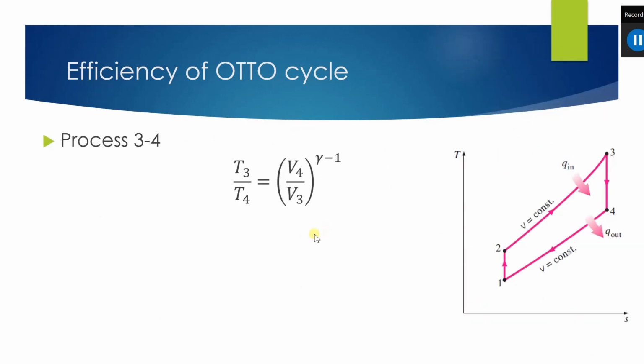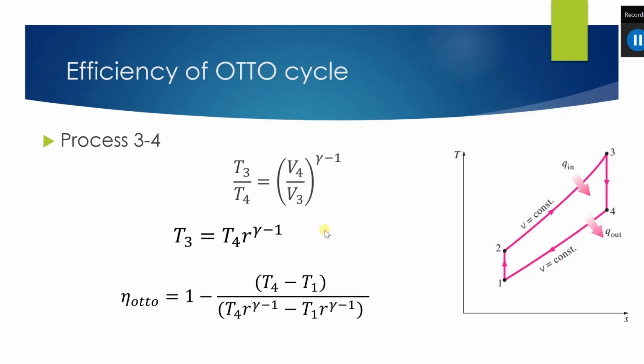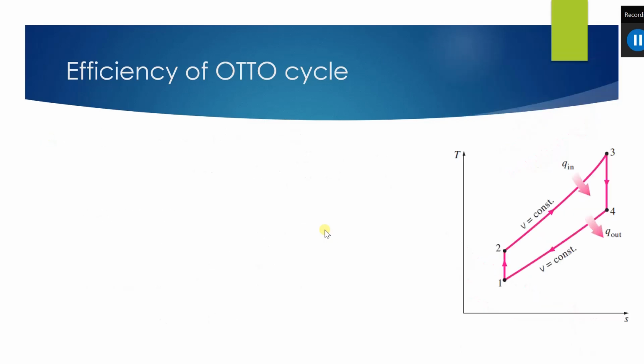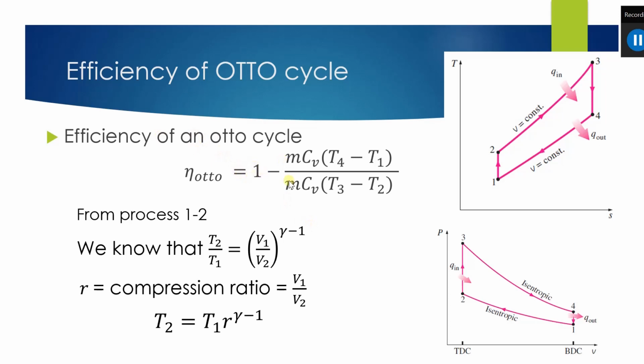Like that, consider the process 3 to 4, which is also an isentropic process, and we can write T3 by T4 is equal to V4 by V3 all raised to gamma minus 1, where gamma is the ratio of specific heats. We can rewrite this as T3 equal to T4 into r raised to gamma minus 1. Since we found the values of T3 and T2 in terms of T4 and T1, substitute these values in the efficiency equation.